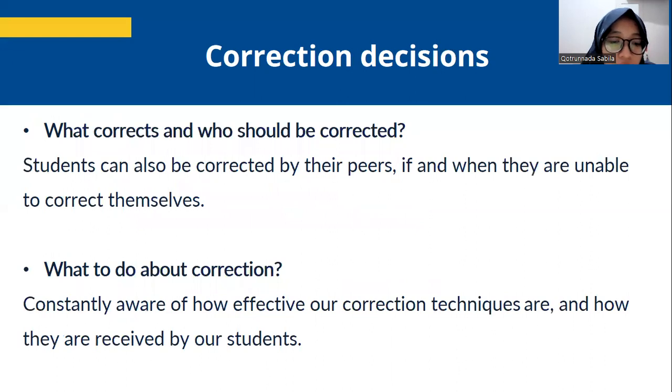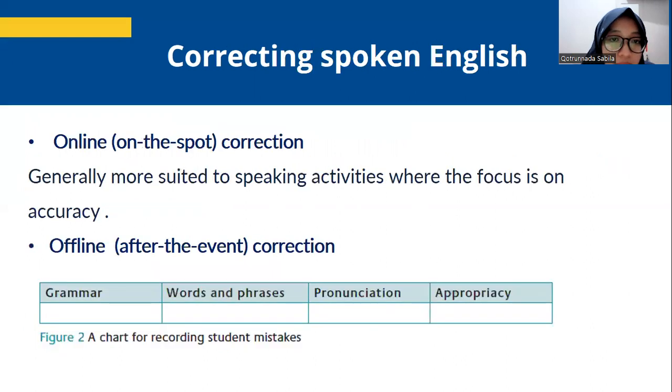And then who corrects and who should be corrected? Students can also be corrected by their peers if and when they are unable to correct themselves. What to do about correction? Giving feedback and correcting students is not a simple matter. The variables we have discussed make it a highly sophisticated and personal issue. That is why it is so important for us to be constantly aware of how effective our correction techniques are and how they are received by our students.